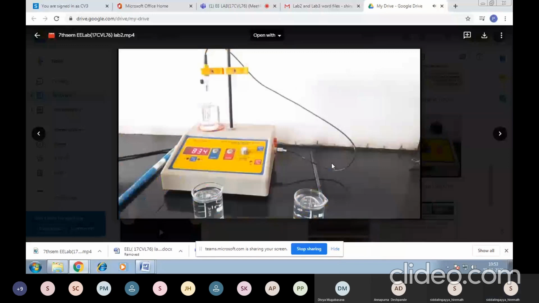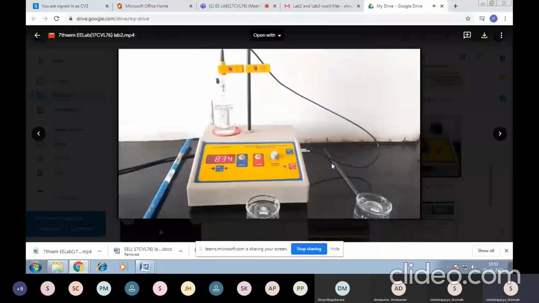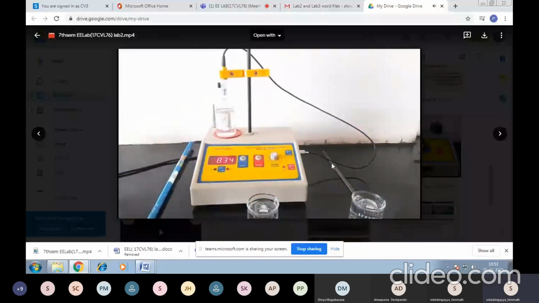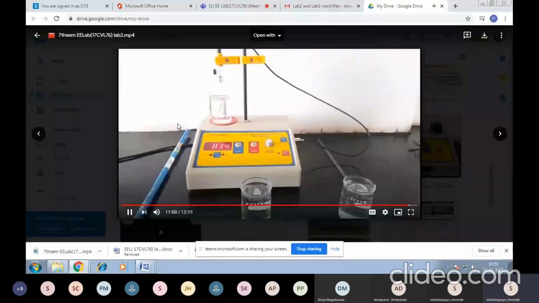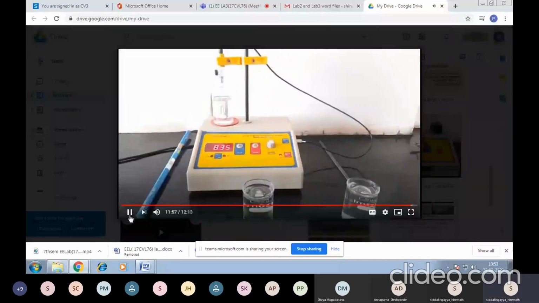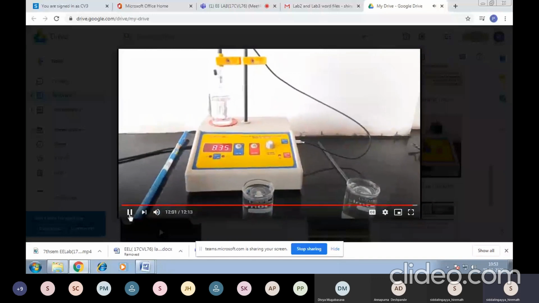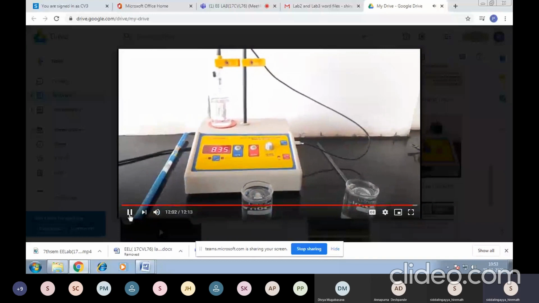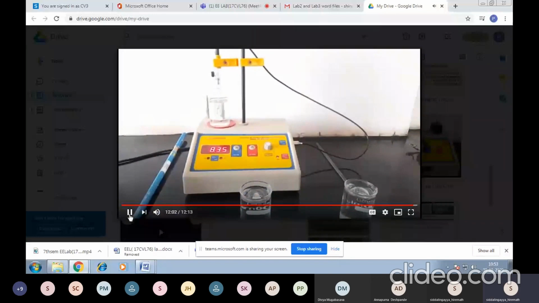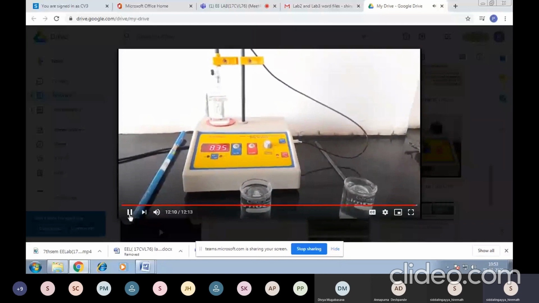Now, after getting the results from the pH meter, the pH results can be tabulated using a table which consists of two columns and a different number of rows. In the first column, we have to record the sample details with sample number, and in the second column, we have to record the pH of the given samples.